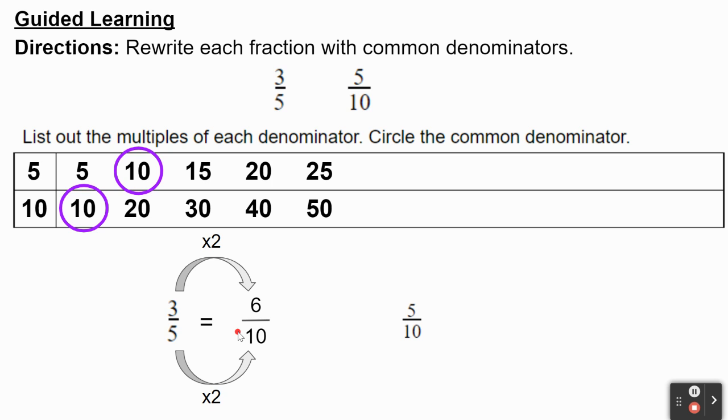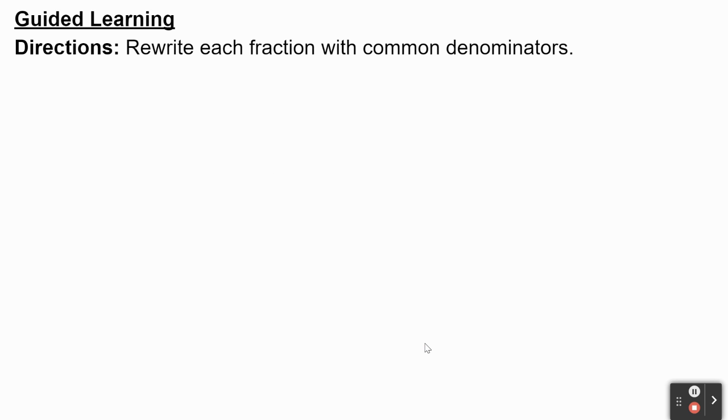Let's do the same for 5/10. So here we have 5/10. We're going to rewrite this so the denominator is 10. Now let's think, what do we multiply by 10 to get to 10? Well, that would be times 1. So since we're multiplying by 1 on the bottom, we're going to multiply by 1 on the top. 5 times 1 is 5. So notice here, our starting fraction was already in tenths. So 6/10 and 5/10 have the common denominator of 10. Let's go ahead and try one more problem.